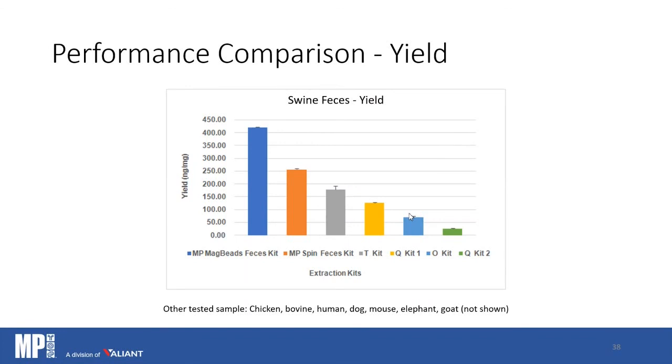This kit is compared with our current product, FastDNA spin kit for Feces, and kits from Tiangen, Omega, and Kaizen. Shown here is the result for swine feces extraction, but we have tested on other feces as well. They are showing a similar trend and hence not displayed here. And it is clearly shown that the new product has the highest DNA yield compared to the different kits.